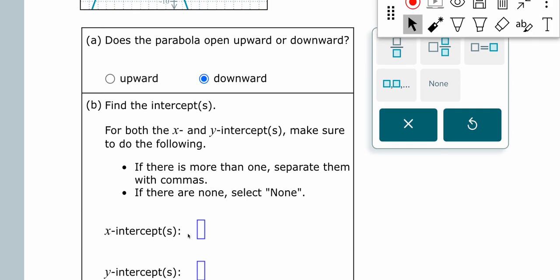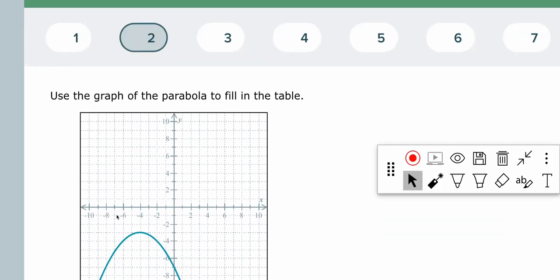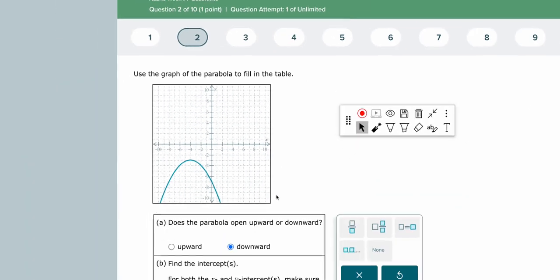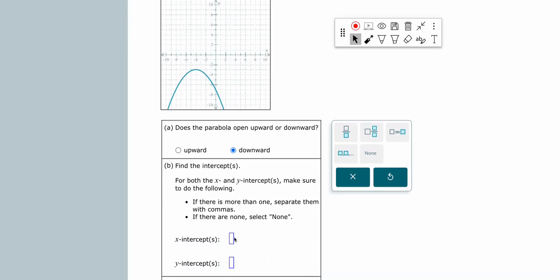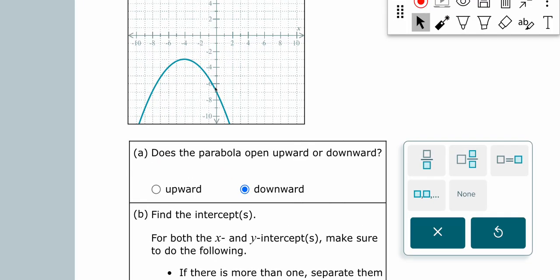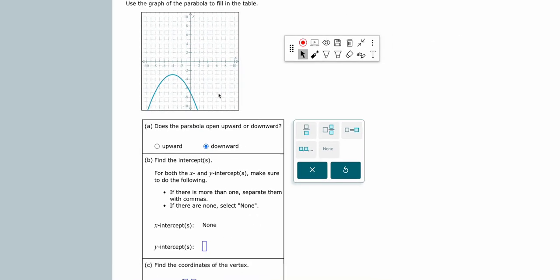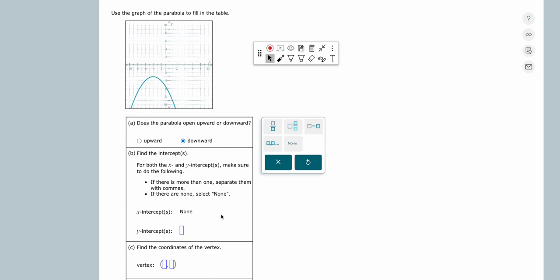The intercepts. So let me do the x-intercept. If you can see, it doesn't actually touch the x-axis. So for this one, I'm going to put for the x-intercepts, none. It doesn't touch up here. The y-intercept, it does. It touches right here at 7. So I'm going to write 7. Does it want it as coordinate points? Okay, no, just 7.